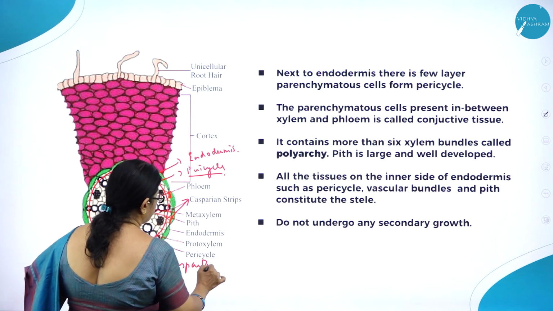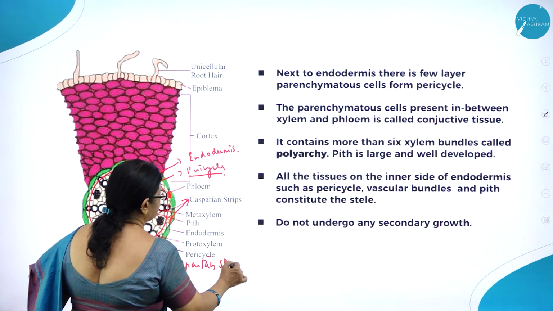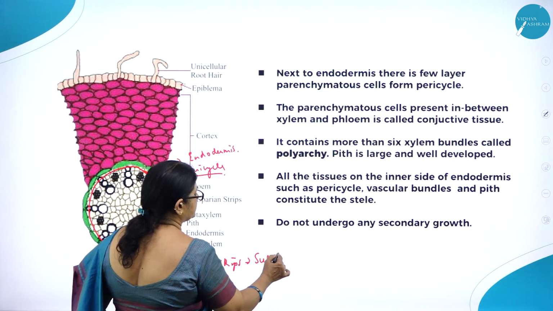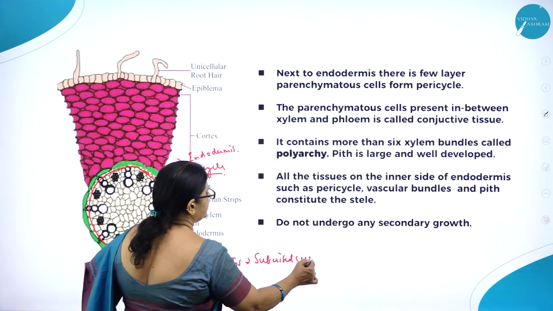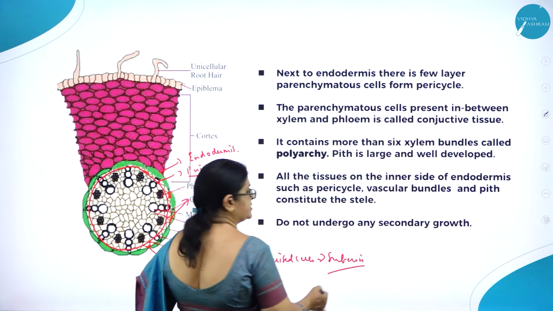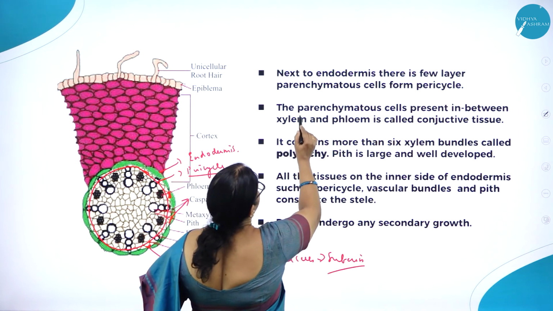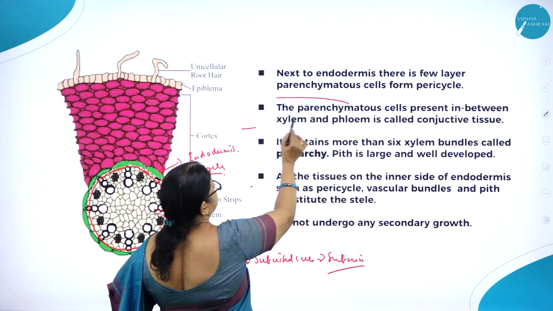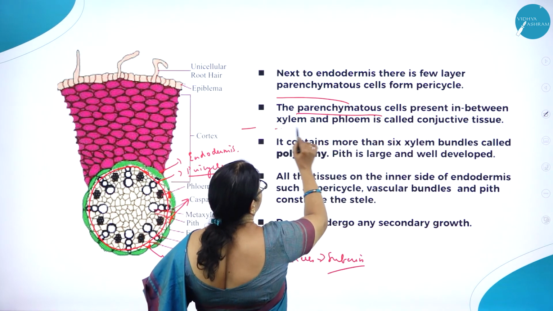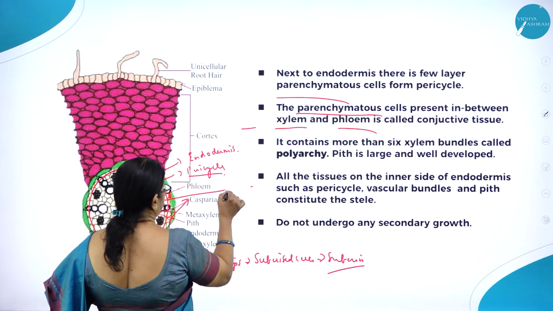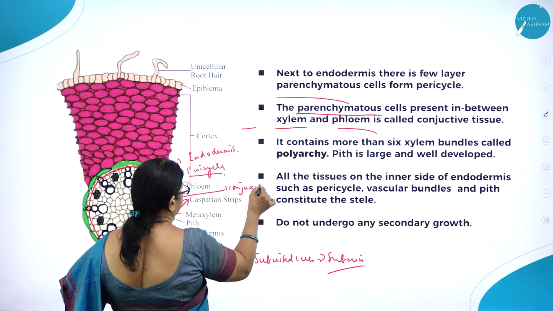What are Casparian strips? They are nothing but suberized cells, made up of a chemical substance called suberin. Suberized cells, made up of a chemical substance called suberin, right? So next to the endodermis, there are a few layers of parenchymatous cells forming the pericycle. The parenchymatous cells present in between xylem and phloem are called conjunctive tissue. So this is called the conjunctive tissue.